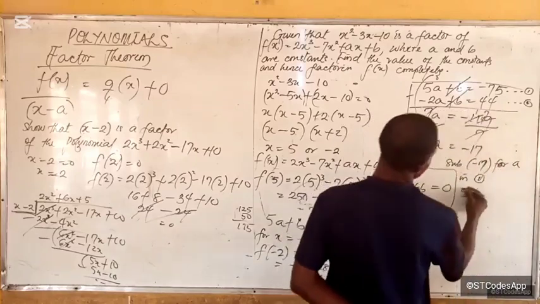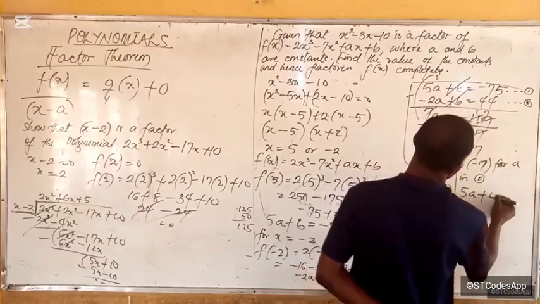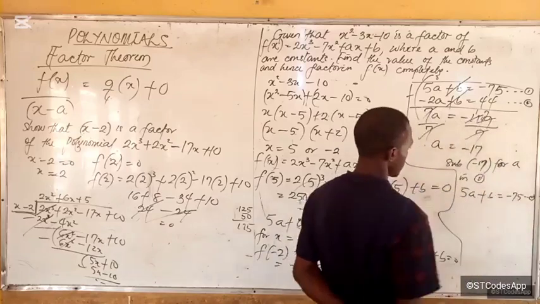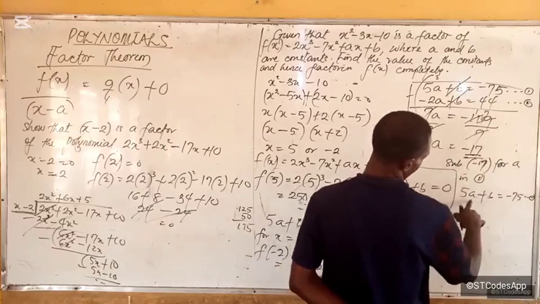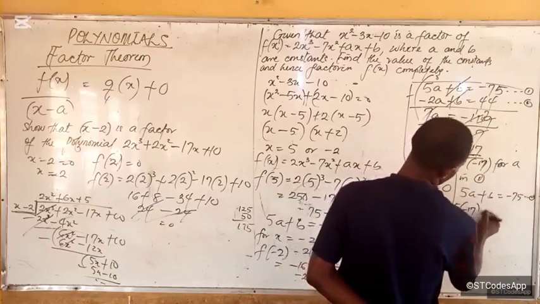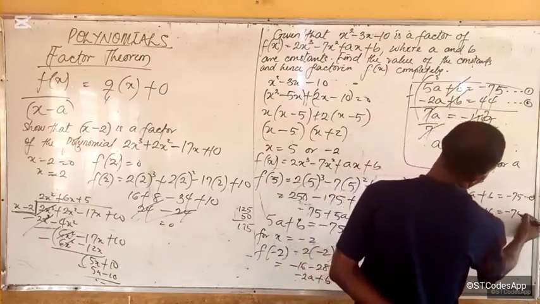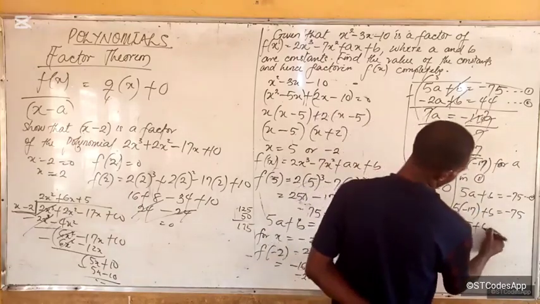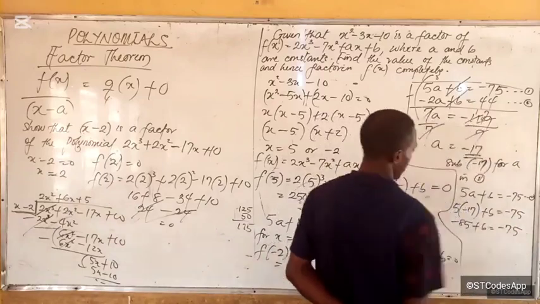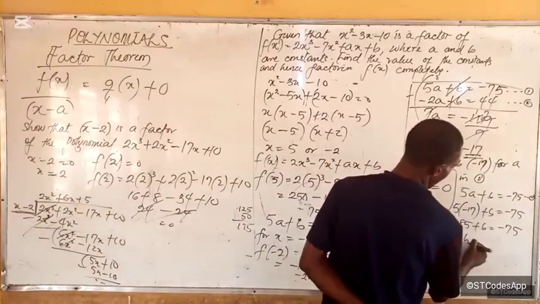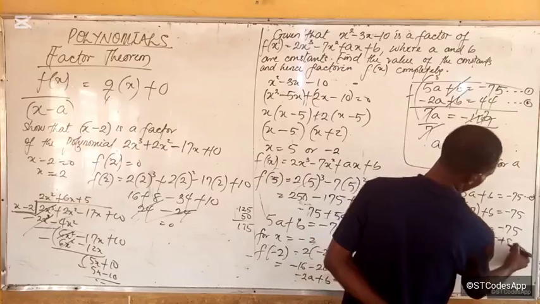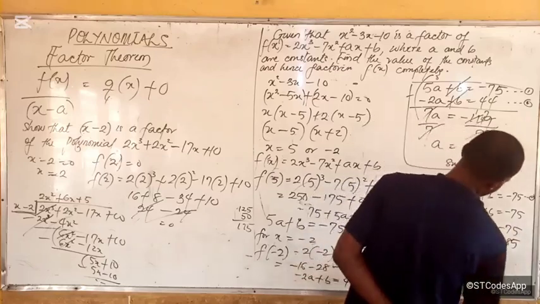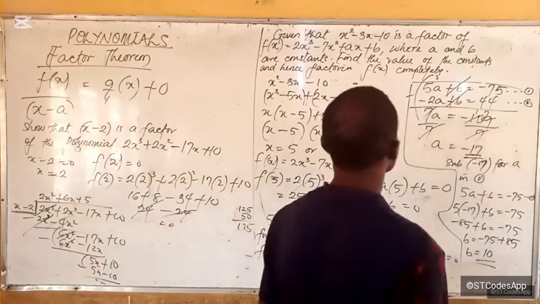So equation 1 is 5a plus b equals minus 75. Anywhere we find a, we'll put minus 17 that we have gotten for it. So that will be 5 into bracket minus 17 plus b equals minus 75. 5 times 17 is 85. Minus 85 plus b equals minus 75. So this will go there, and we'll have b equals minus 75 plus 85. That will be b equals 10. Okay, so that's the answer, a and b.